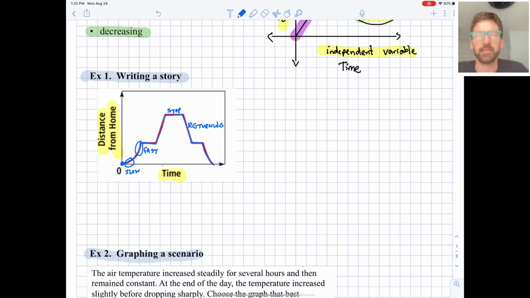And then you could add some details to your story, maybe think about why they stopped, why they sped up, why they slowed down, why they turned back. Okay, important thing there is to really think about what the independent and dependent variables are and how they're changing as demonstrated by the graph.